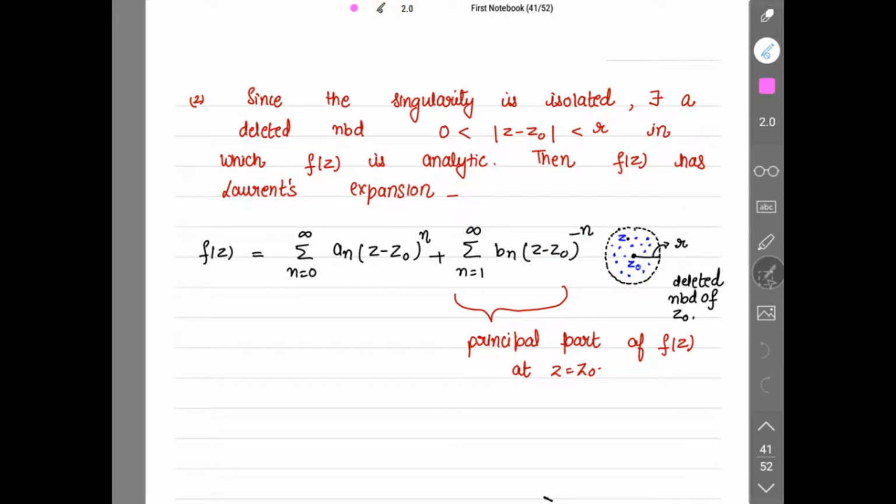Now this is your point z0. I have drawn a neighborhood of z0 having the radius r. So this is your deleted neighborhood of z0 for an isolated singularity, right? This second sum is your principal part of f(z) at z equal to z0. We know that this is your principal part and this is your regular part. Now on the basis of the principal part of f(z), I am going to define some more kinds of singularities further on.